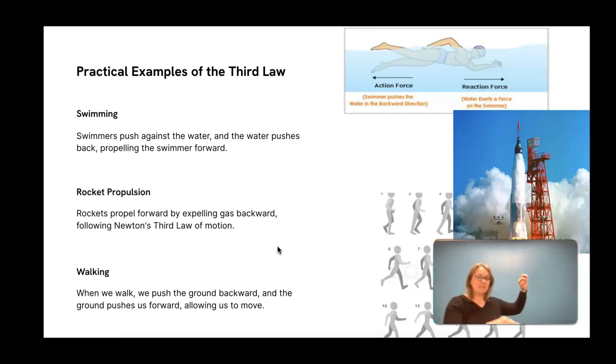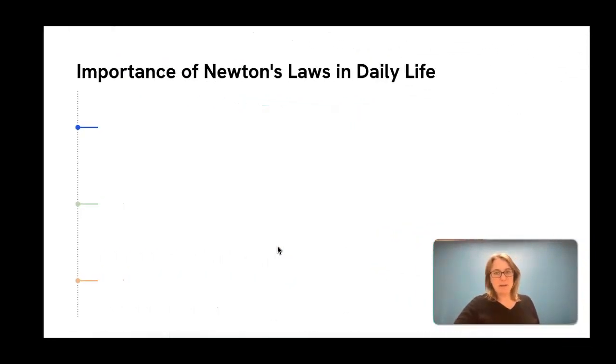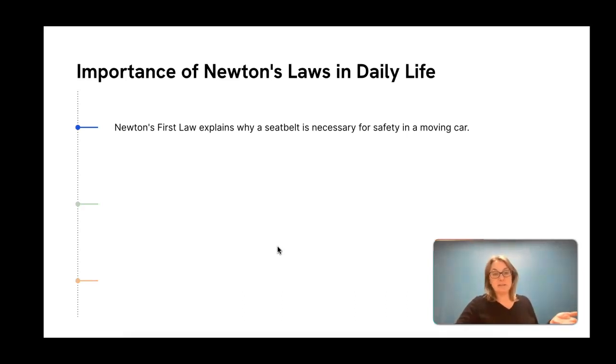And then even the simple, everyday walking around. So when you walk, you push your foot down on the ground, and the ground pushes back up on you, and that's going to allow you to move forward. So again, you'll be doing a lot with this coming up. All right, so I'll recap it quick. Here's some ways that you might see this in real life.